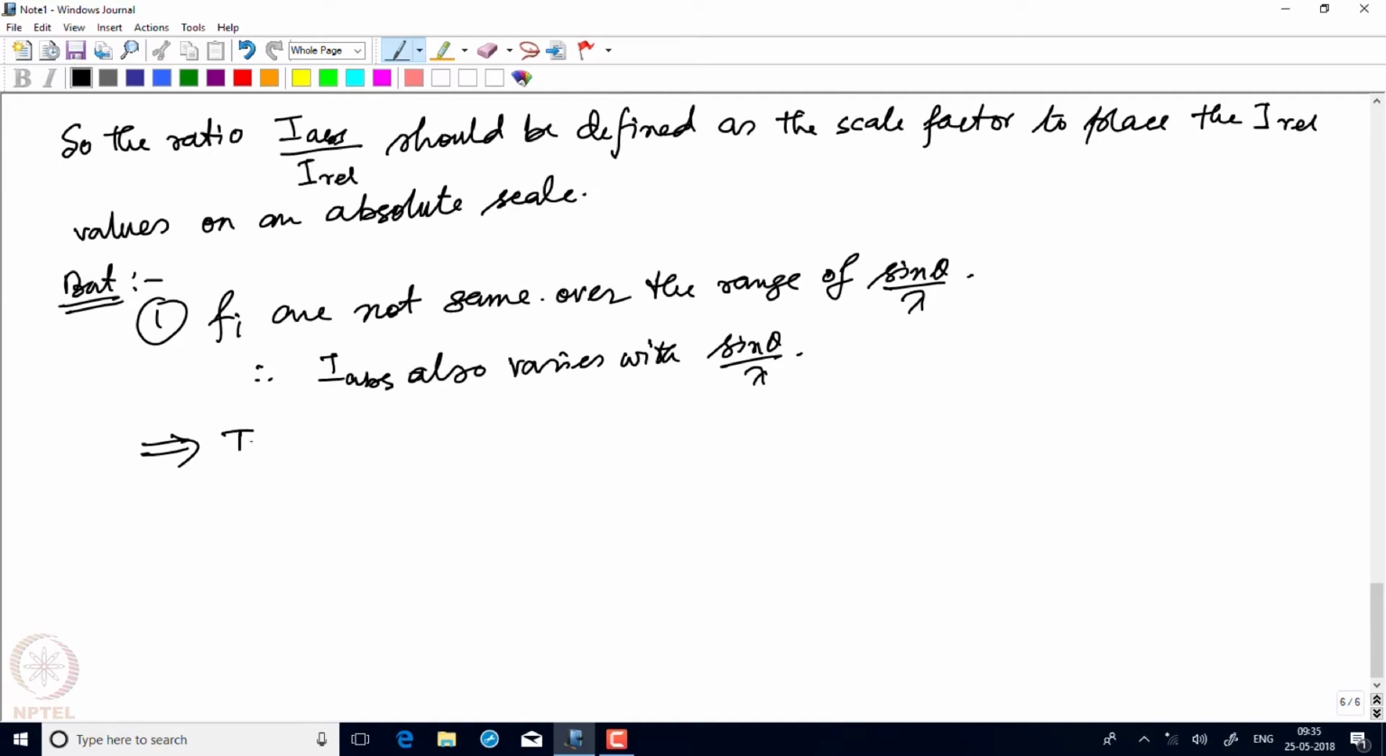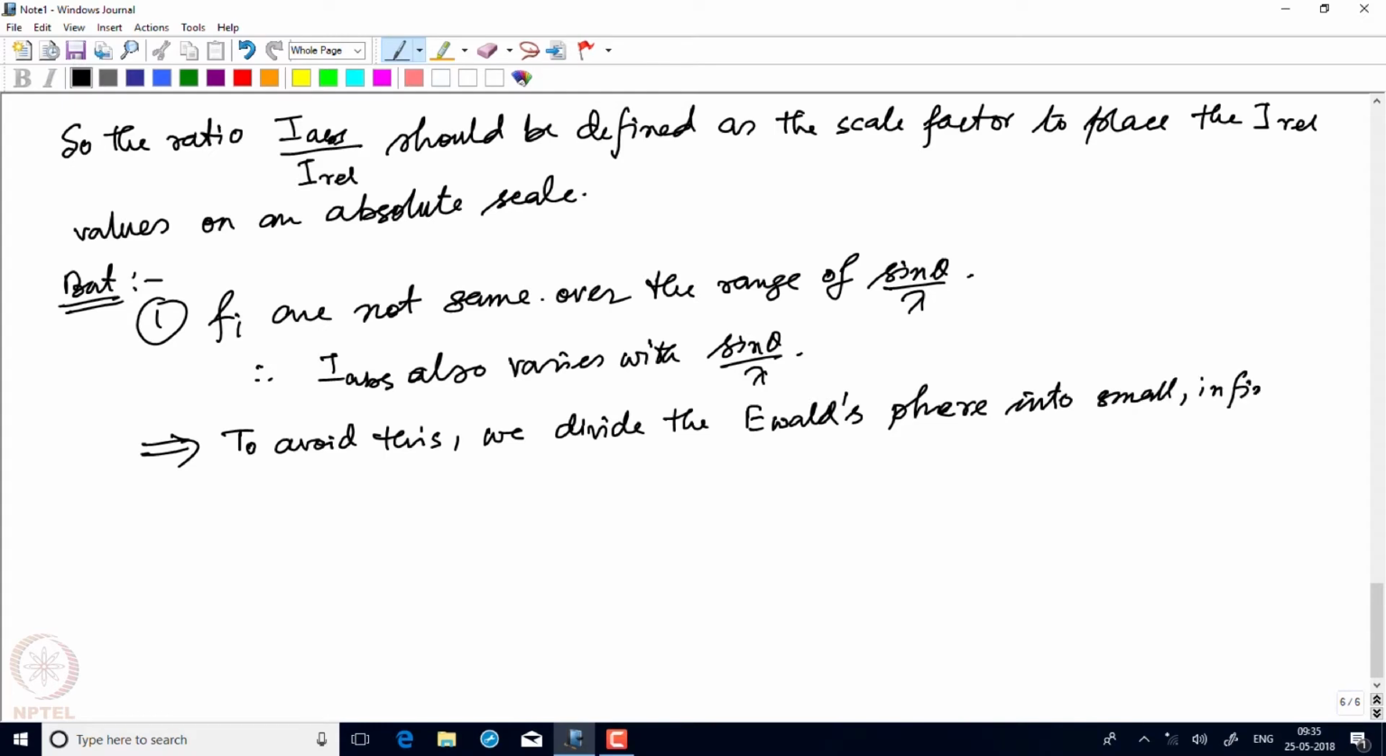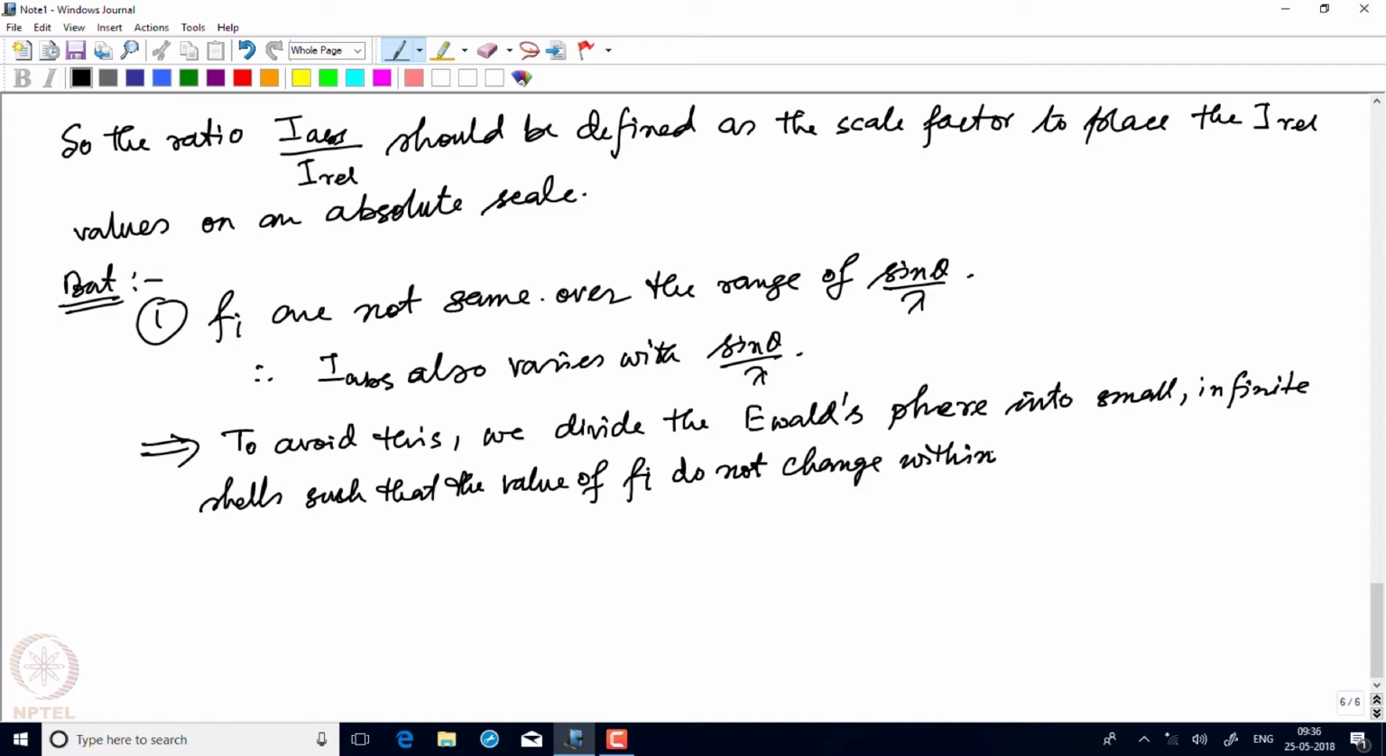So, to avoid this, we divide the Ewald sphere into small infinitesimal shells such that the value of Fi does not change within a shell.